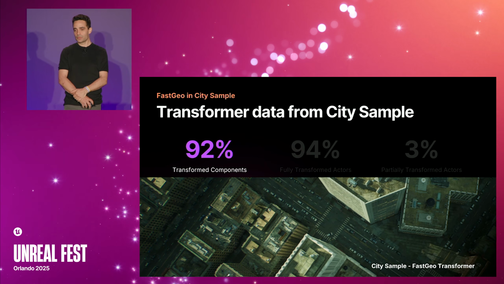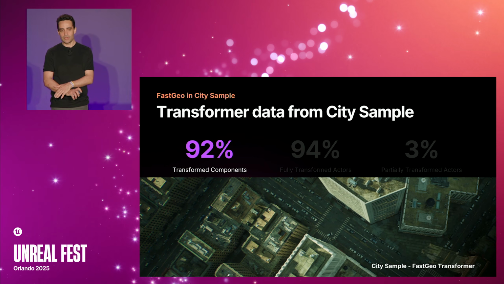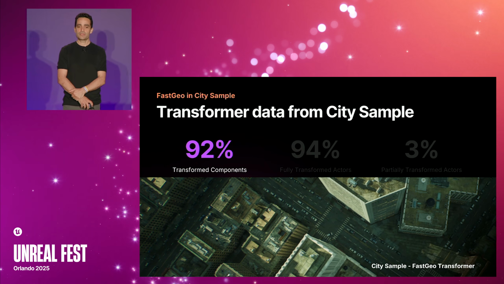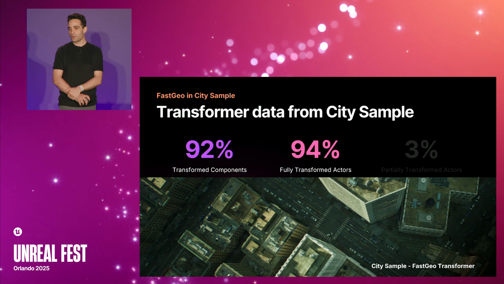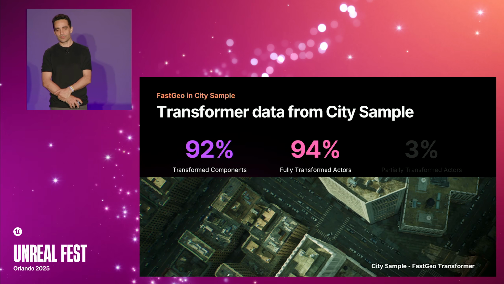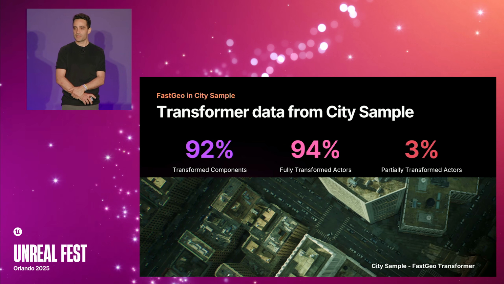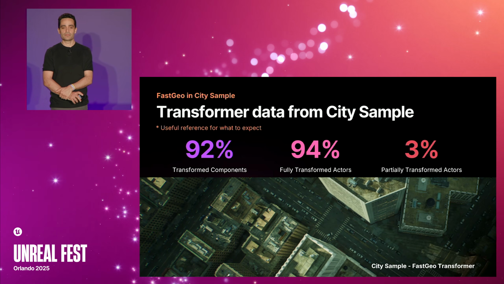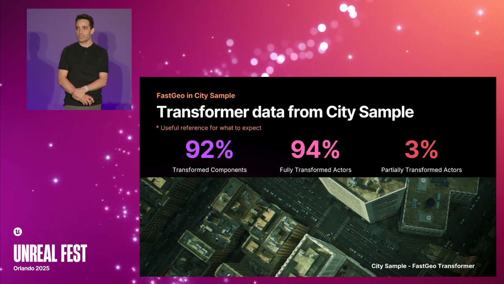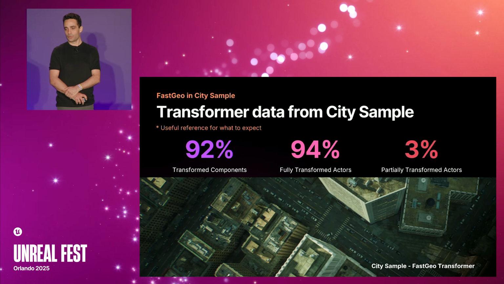So, some interesting numbers here, and we didn't modify the content. 92% of the components were transformed, 94% of the actors were fully transformed, and 3% were partially transformed. While we don't necessarily expect projects to reach that level of coverage, it still serves as a useful reference for what to expect when enabling this feature in your own project.